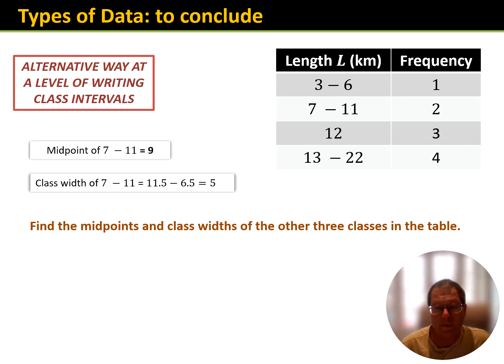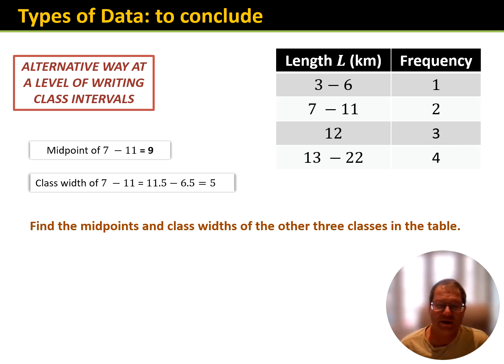Now, I don't think this information is actually mentioned in chapter 1, but when you get further through the stats topic in year 12, you see them writing data in a slightly different way from the way you're used to at GCSE. So they don't use inequalities. So here we have a table where the length is L measured in kilometers. And the first class, it says it goes from 3 to 6 with a frequency of 1. The second class goes from 7 to 11 with a frequency of 2. But notice that there are gaps between the data.